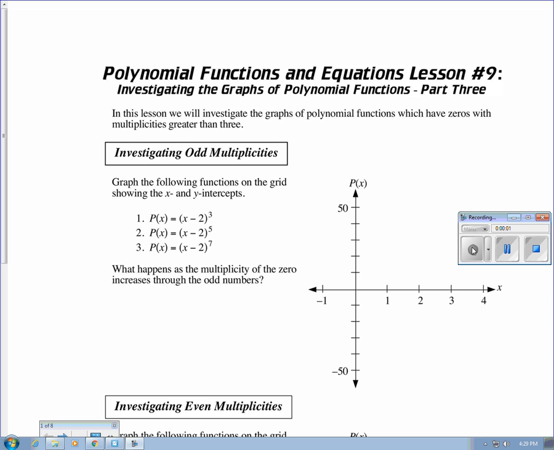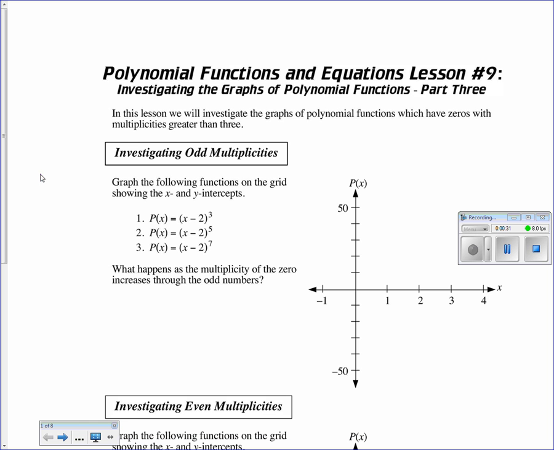So the first thing we're asked to do in lesson 10 is to graph (x − 2)^3, (x − 5)^3, and (x − 2)^3, (x − 2)^5, and (x − 2)^7. Now, something you should recognize that's happening is I'm dealing with odd exponents, and that minus 2 is doing a brutal job on some variable for my polynomial.